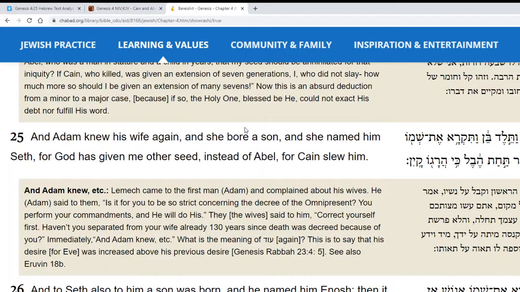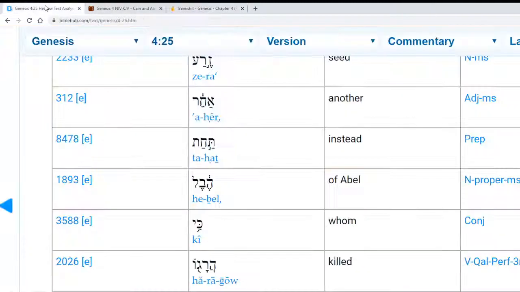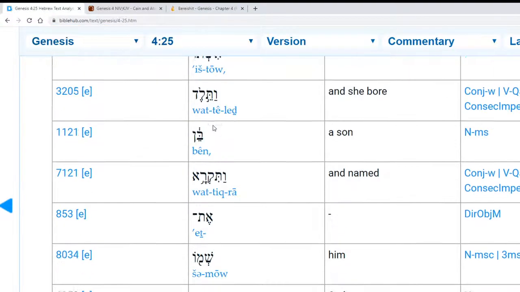But okay. Verse 25, and Adam knew his wife again, and she bore a son, and she named him Seth, for God has given me other seed instead of Abel, for Cain slew him. Right. Okay, and last verse for today, verse 26.